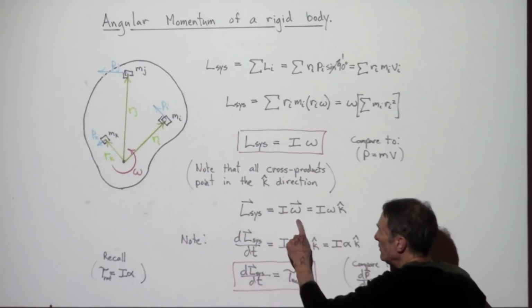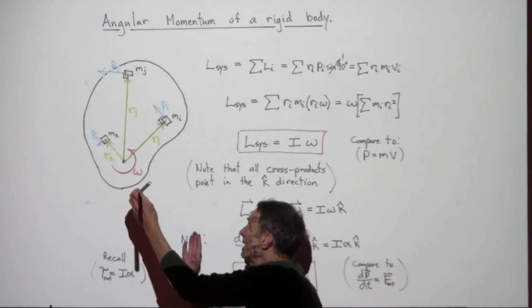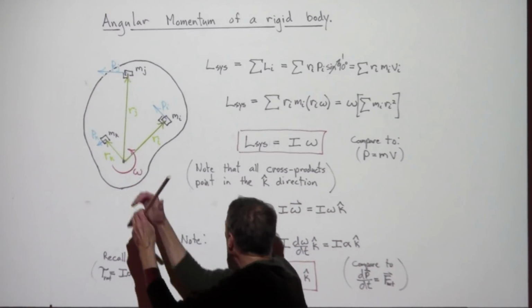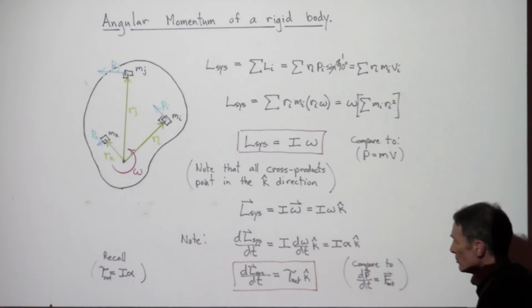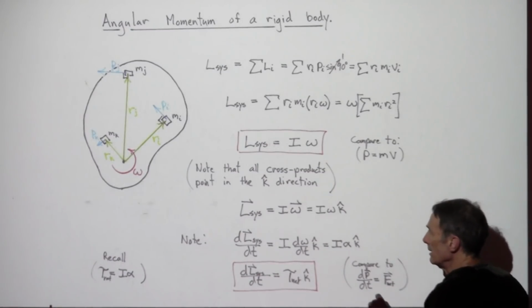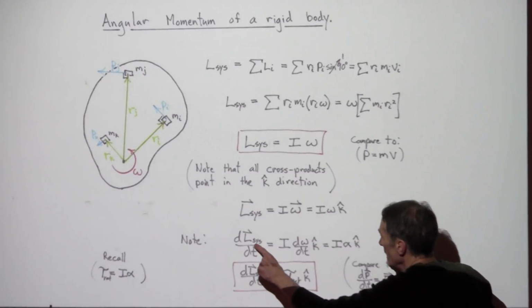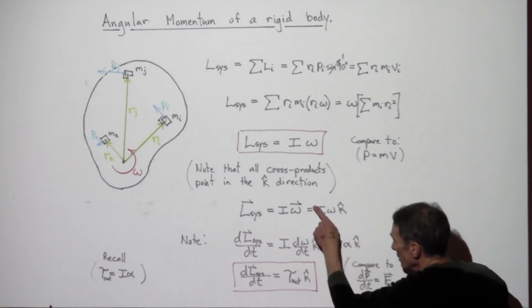So we can do it in terms of the vector, the angular momentum. If you want to give it a direction, it's off in this direction. Again, we're not going to do too much with that. We will take the time rate of change of the angular momentum, when we take the derivative with respect to time.